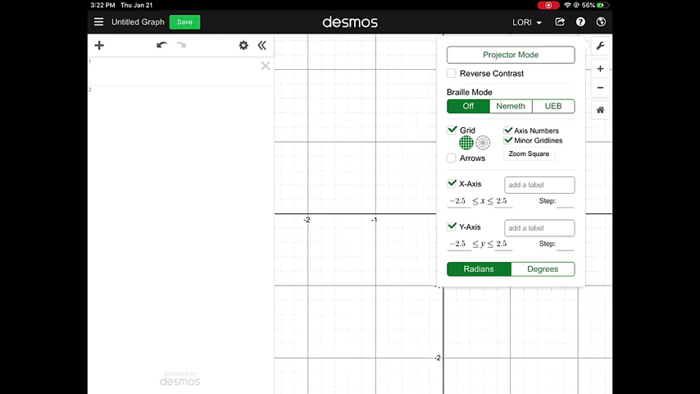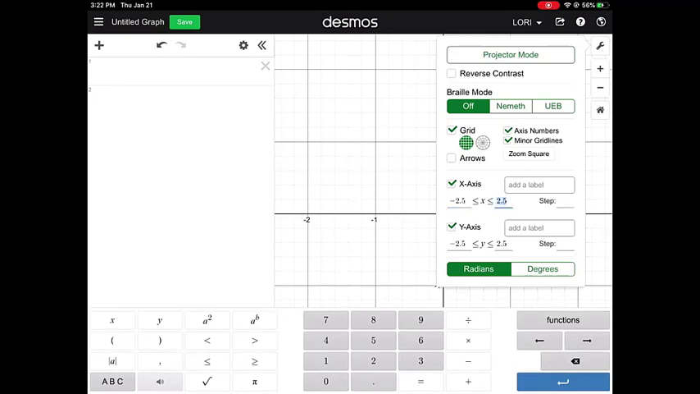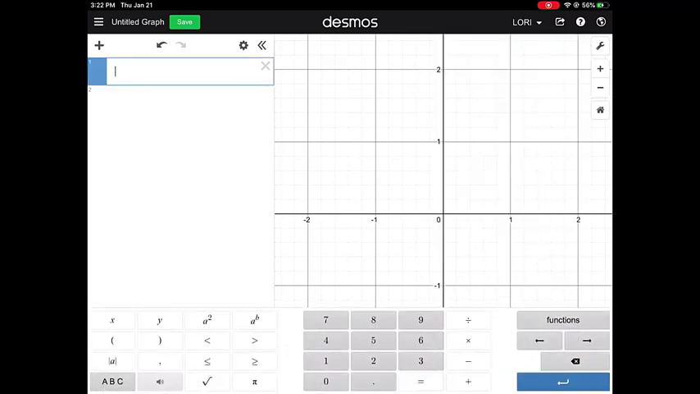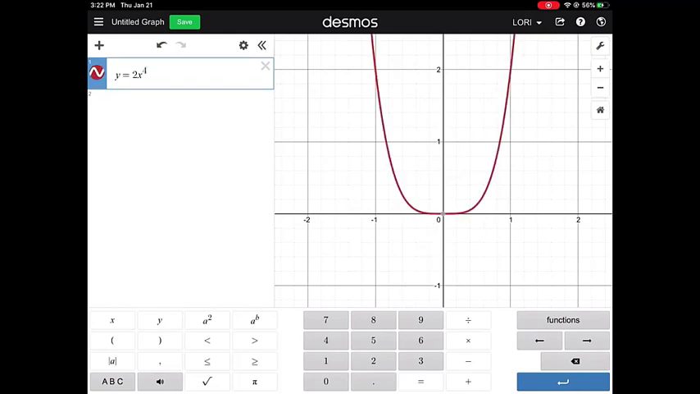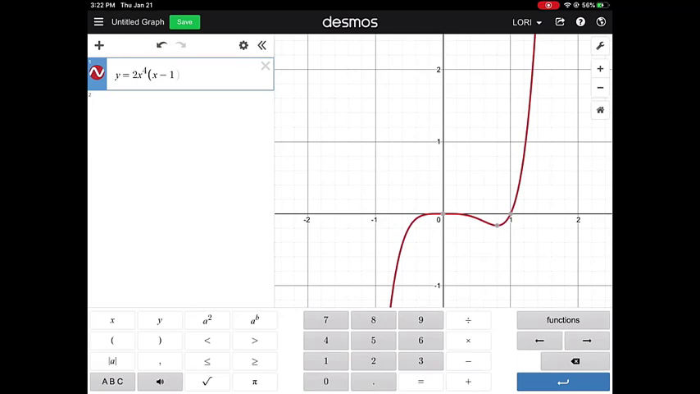We're opening up Desmos, and on Desmos, go up to the little wrench, and you can change your window settings by changing your x-axis to negative 2.5 to positive 2.5, and the same thing on the y-axis. I'll go ahead and type in the equation. y equals 2 times x to the 4th power, and then also multiplying that times x minus 1.